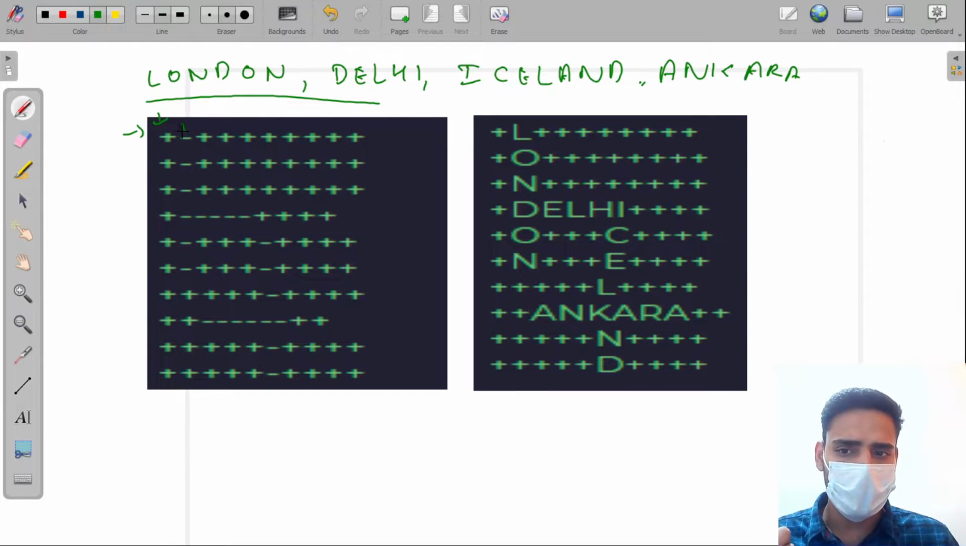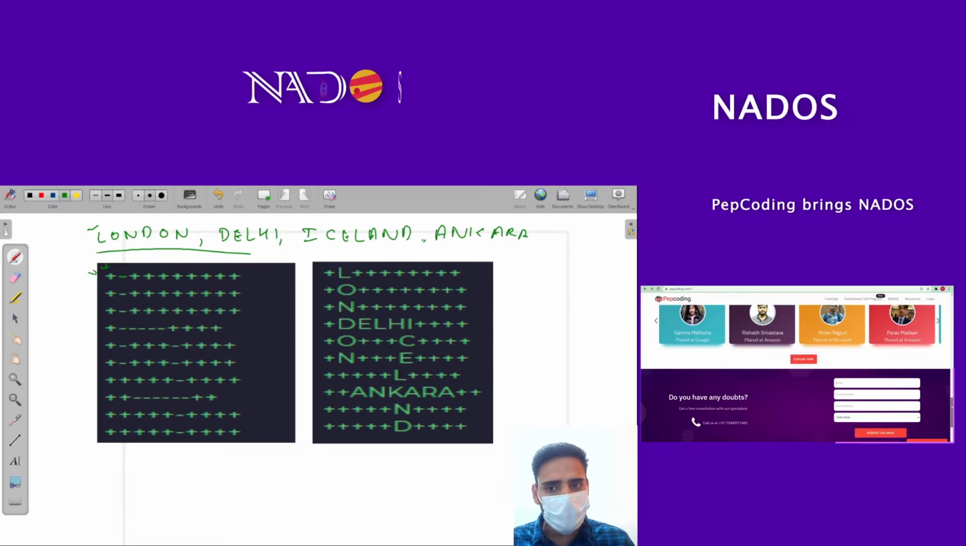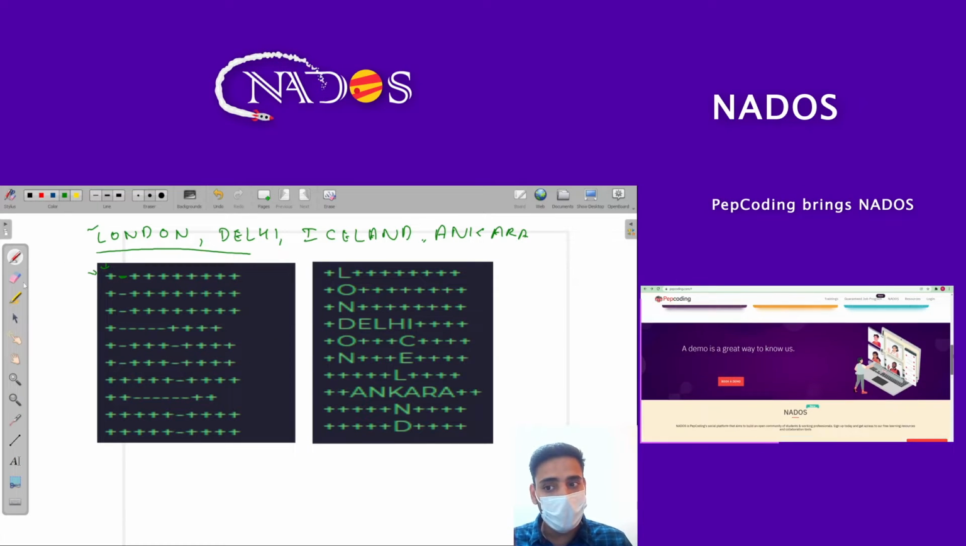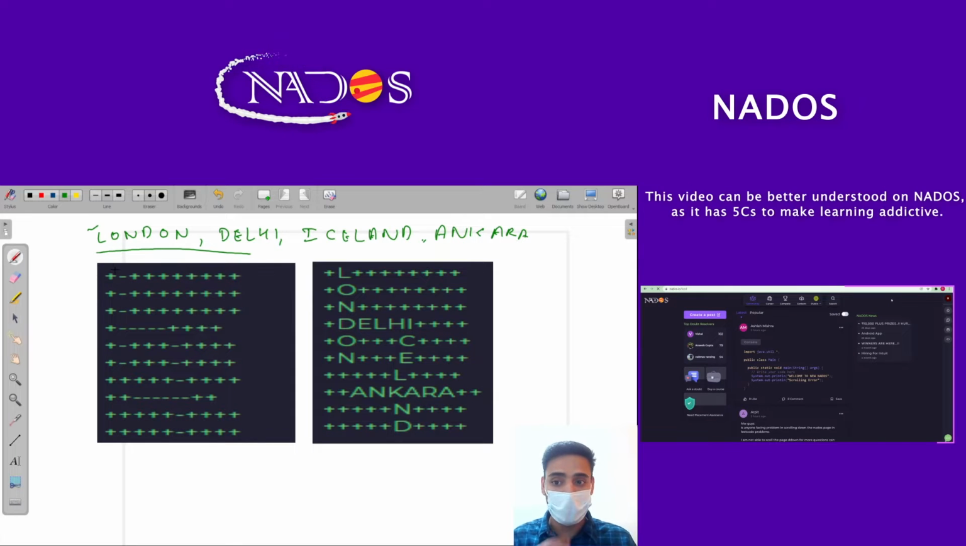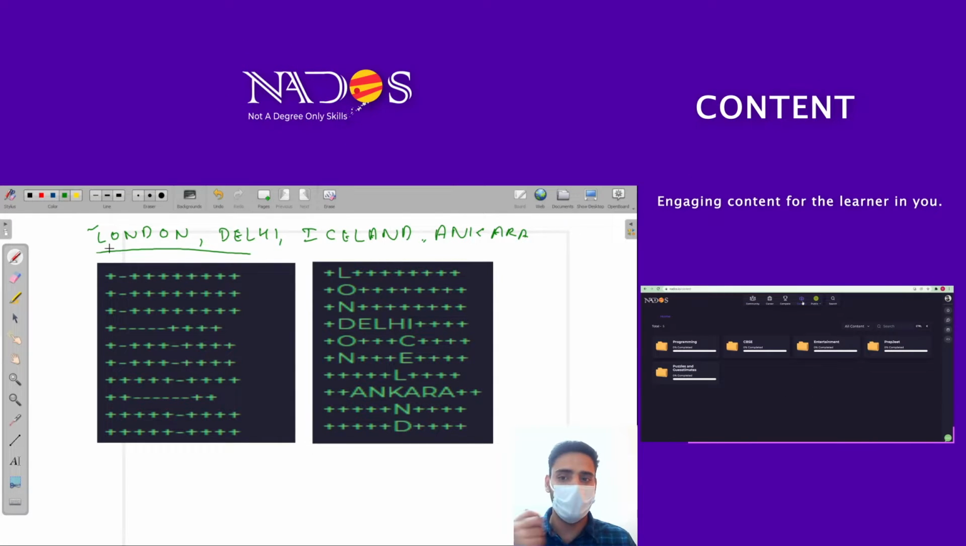So the starting point is this. Wherever we see minus, that is a place where we can start filling our crossword. First of all, we will choose the word that we want. Let's suppose we choose London. We will start traversing this 2D array, and wherever we get a minus, we think there is a space where we can fill our word. So this is the starting point. But this is not final just because we got a minus and started filling.